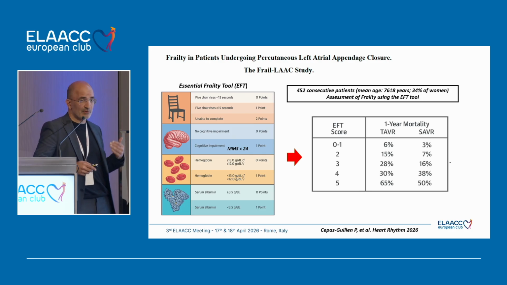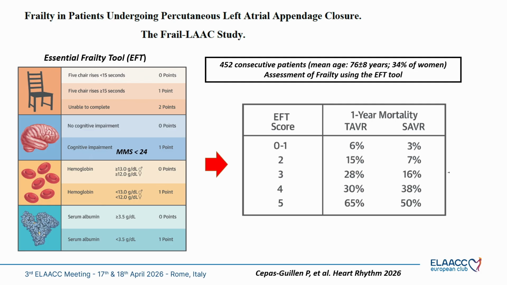The presence of cognitive impairment or not, defined as a minimal mental status score of less than 24: 0 if it's not, 1 if it's present. The hemoglobin level, with differences between male and female. If it's low, you get 1 point. And the serum albumin, which is a testimony of the patient's cachexia or not. And this was already validated in the TAVR field.